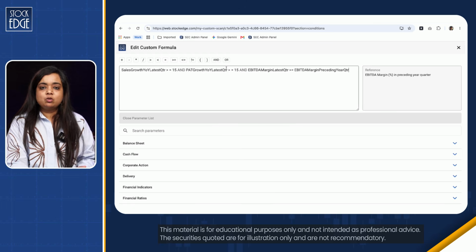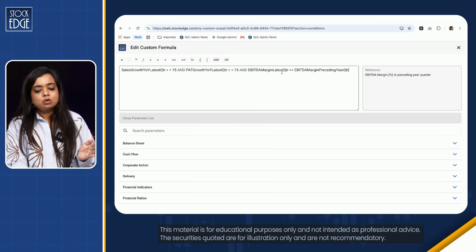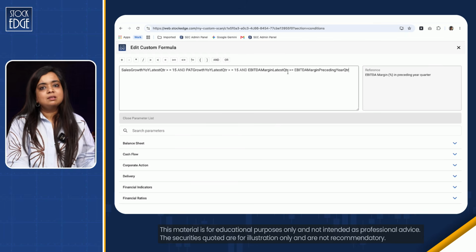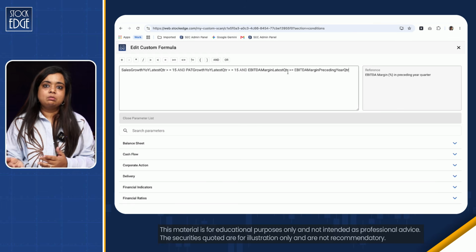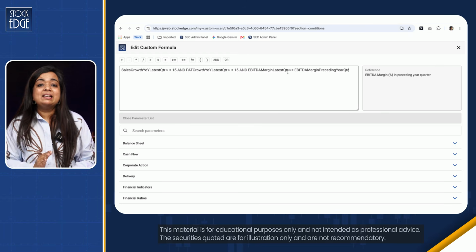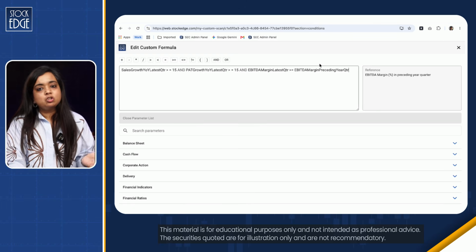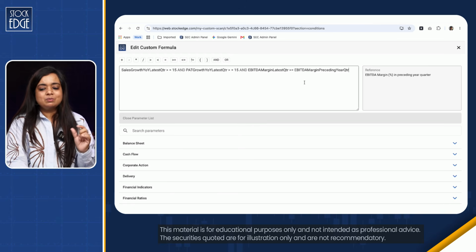Along with PAT growth, I have also put EBITDA margin latest quarter should be greater than or equal to the EBITDA margin of the similar quarter last year, because increase in business and growth backed by sales and PAT should be backed by at least an increasing PAT margin or operating margin. So this EBITDA margin you can also change into PAT or anything else.